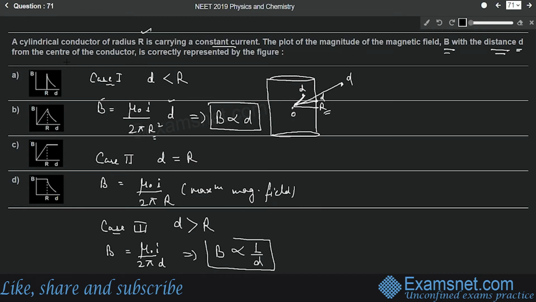Okay, so we can see that before the radius, it is directly proportional to d, and after that it is inversely proportional. So if we draw a graph here, and this is the radius capital R, then from center to radius this will be directly proportional. That means it will increase like this. There will be a straight line, and after that it is inversely proportional, so it will be a hyperbola. Okay, b proportional to d and b proportional to 1 by d. Okay, so which option will be the correct one? Option number B will be the correct answer.